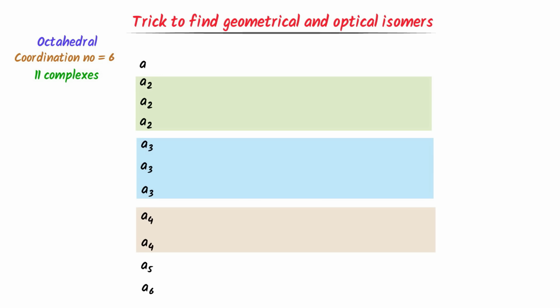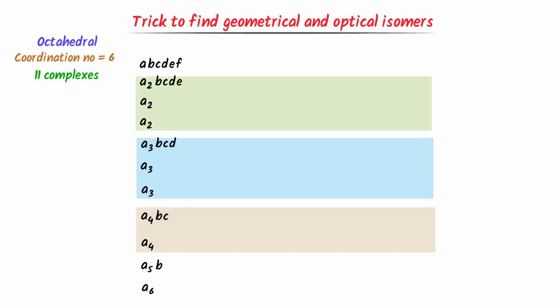Remember that I have divided these 11 structures into categories. Now I write B, C, D, E, F. I remove the F alphabet. I write B, C, D, E with A2. I remove the E alphabet. I write B, C, D with A3. I remove the D alphabet. I write B, C with A4. I remove the C alphabet. I write B with A5.